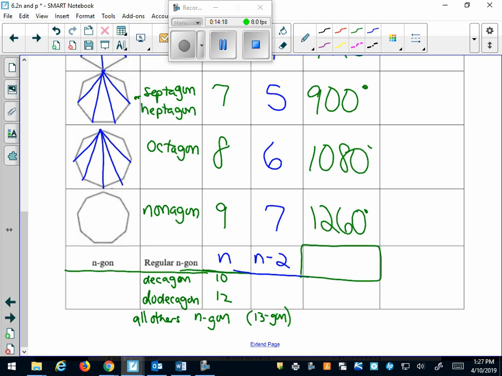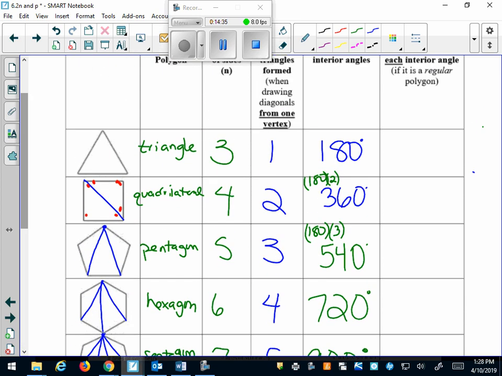Good. So 180 times parentheses n minus 2. That's the sum of the interior angles of a polygon. And that works for regular or non-regular polygons. That works for all polygons, all closed plane figures, right? No matter how many sides, you do 180 times 2 less than the number of sides, and you will get the sum of the interior angles.